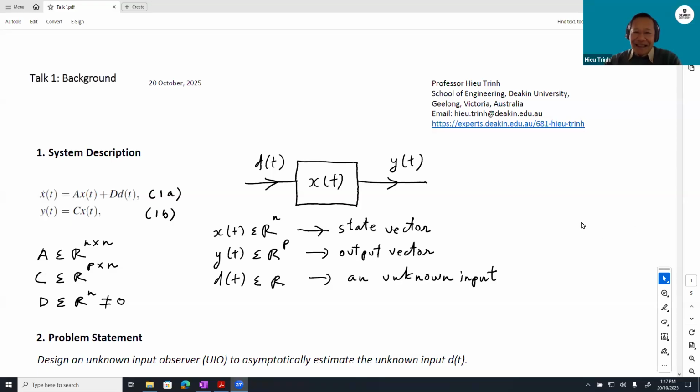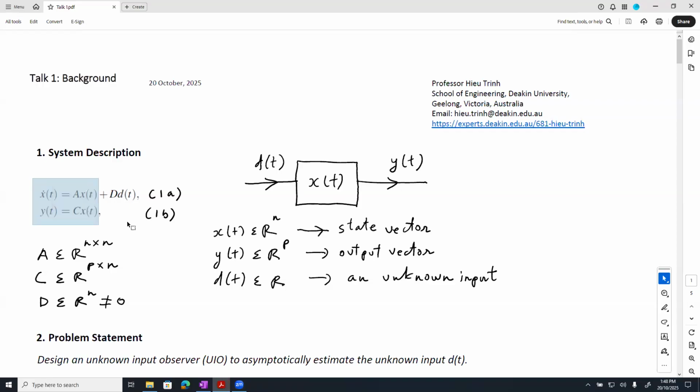Welcome. This presentation is about unknown input and state estimation for linear systems. So let us consider a linear system with unknown input.